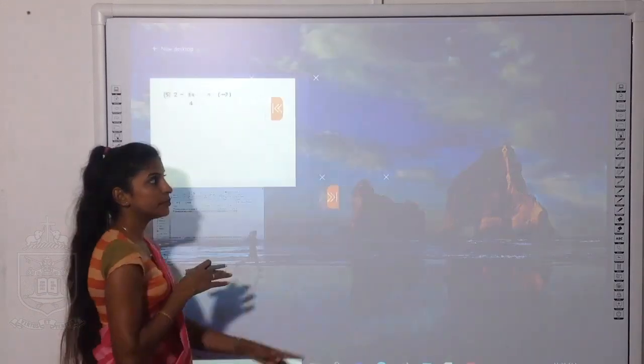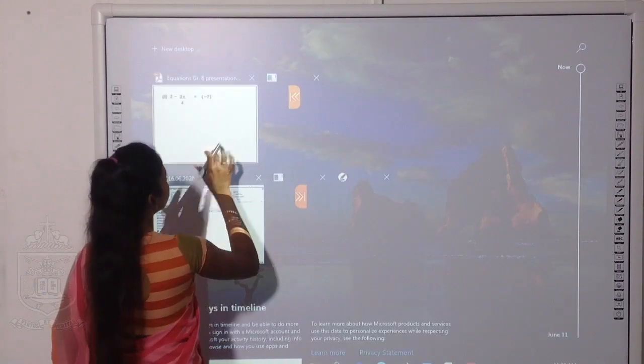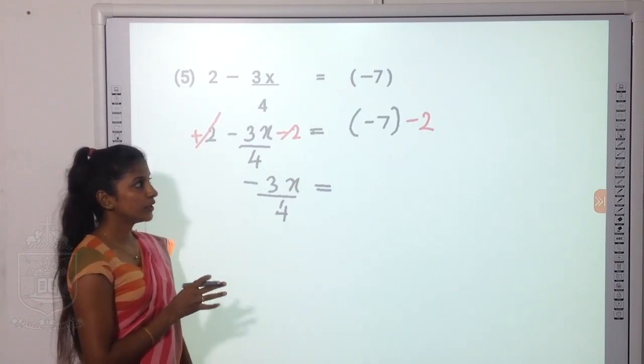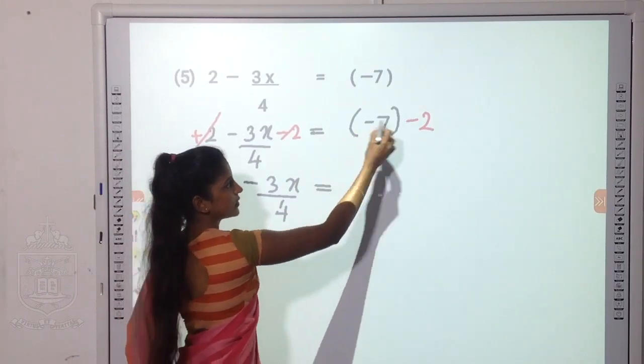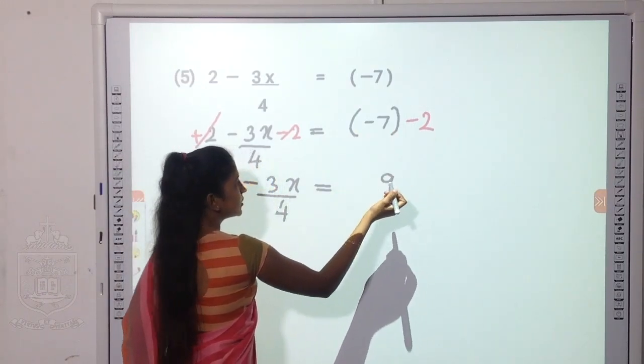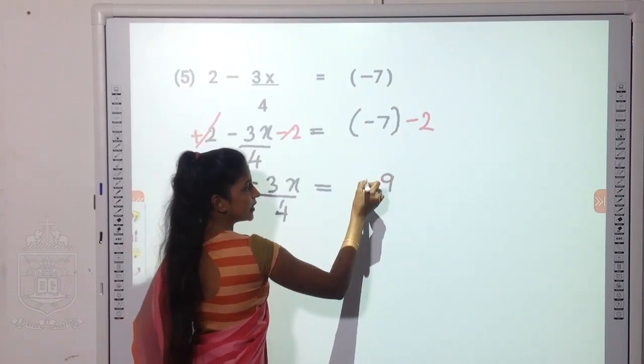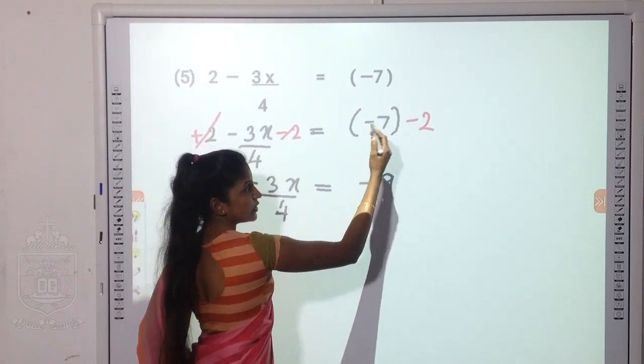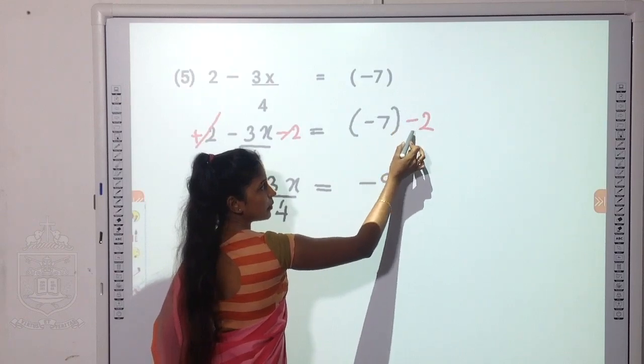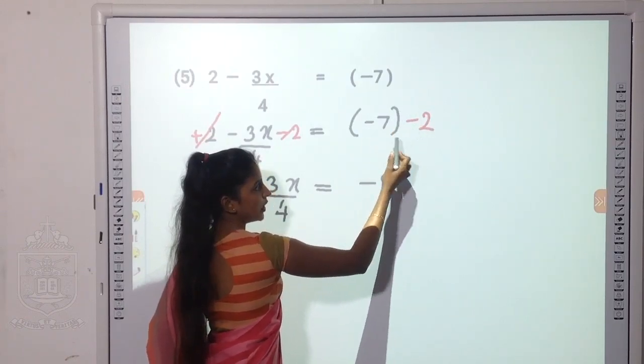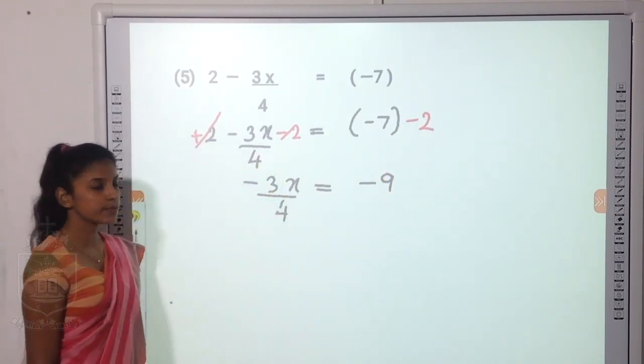And here again, like the previous example, you have two negative signs. So add it and put the common sign. Minus minus. This is not multiplication. Minus 7 subtract minus 2. Both are minus, add and put the common sign, which is minus.